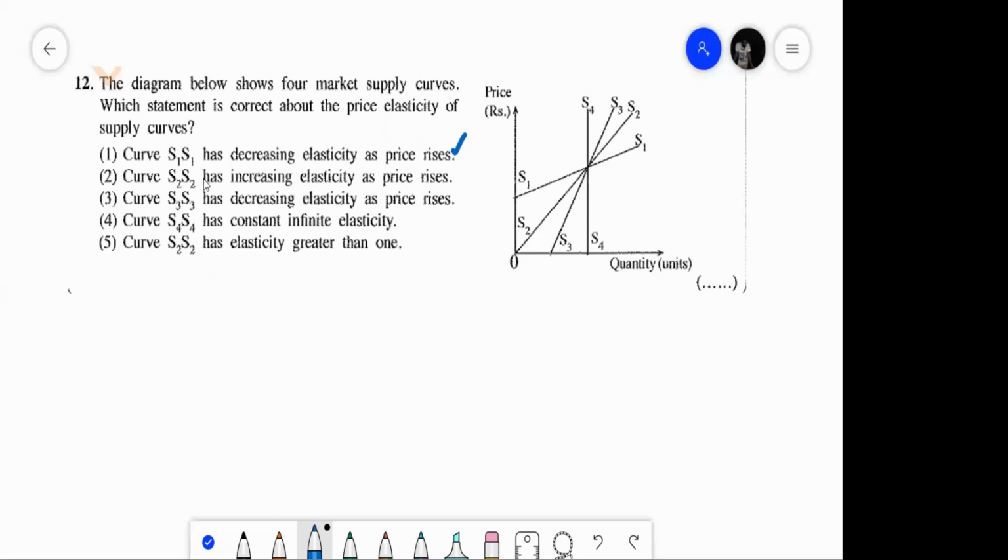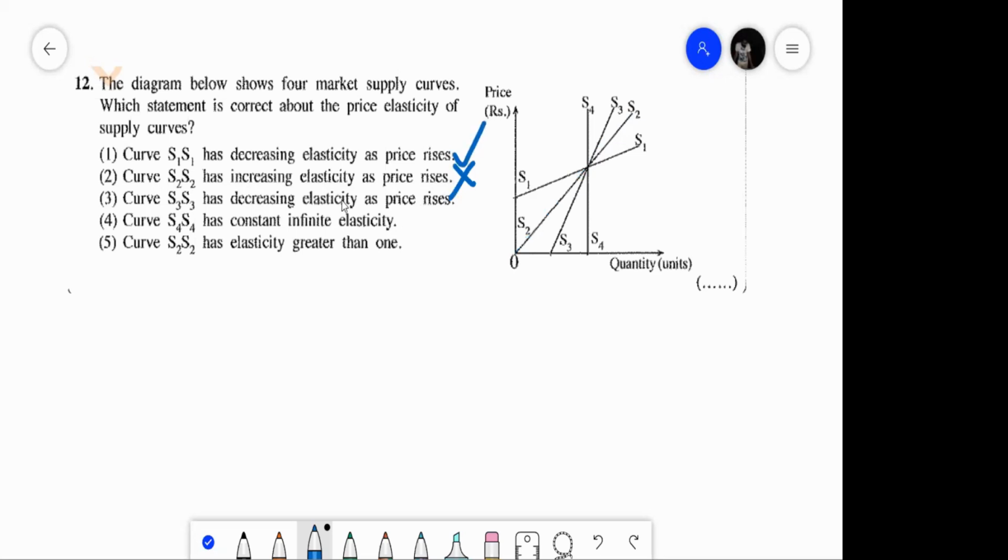Then curve S2. Remember, a curve that starts from here, I explained when we did the question. This is unitary elastic, a curve like this. So a curve like this will always have an elasticity of how much? 1. Will always be 1, right? They say S2 has increasing price elasticity. No, it will have an elasticity of 1 only. It will always be 1, right?